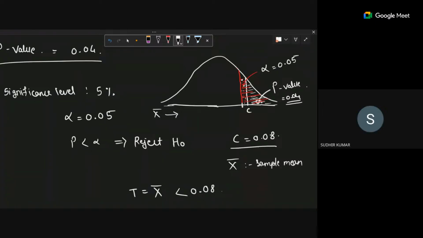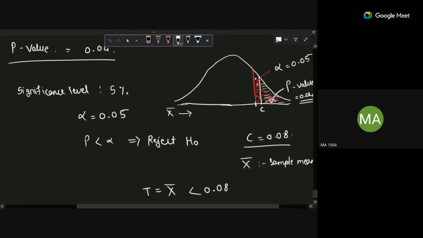But I have a small doubt here, ma'am. Last session also I asked that p value can always be less than or equal to alpha, no? Is it possible that p value can be greater than alpha also? It depends. Like for example, in this case, our p value is 0.04, right? Then the question was asked for significance level 5%.